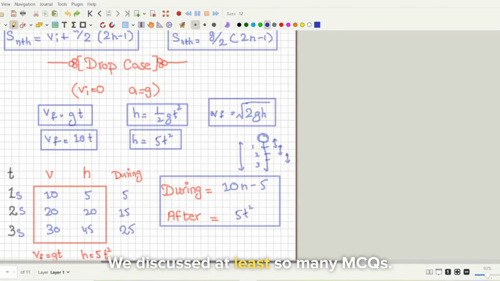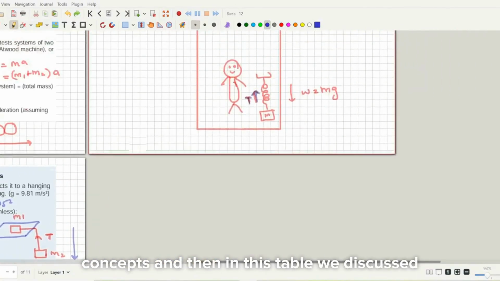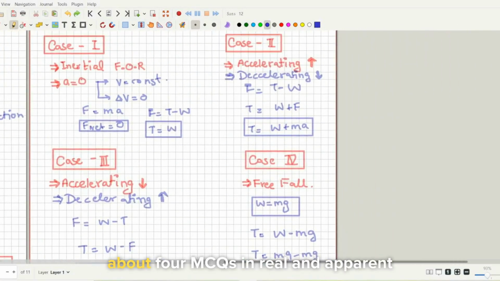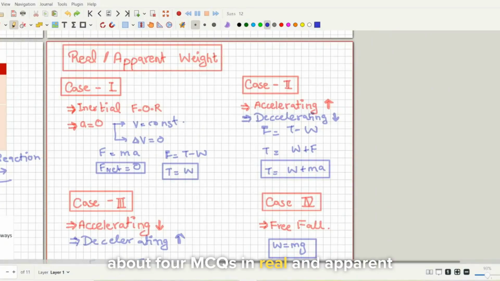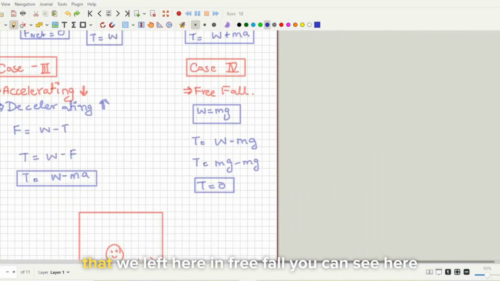We discussed at least so many MCQs. In this box there were like 1, 2, 3, 4, 5, 6, 7, 8, 9 MCQs discussed, and then we discussed about 6 MCQs in the drop case, and then we discussed 1 MCQ here, and in this 1 MCQ we discussed 2 concepts, and then in this table we discussed about 4 MCQs in real and apparent weight. If we talk about free fall, there was one thing that we left here.